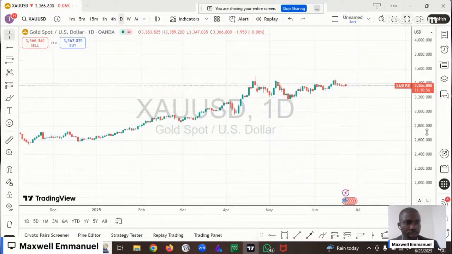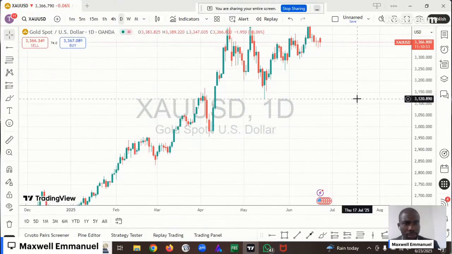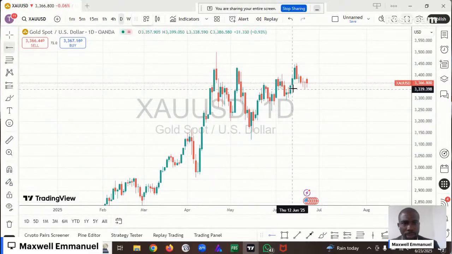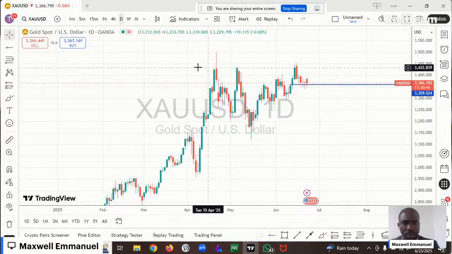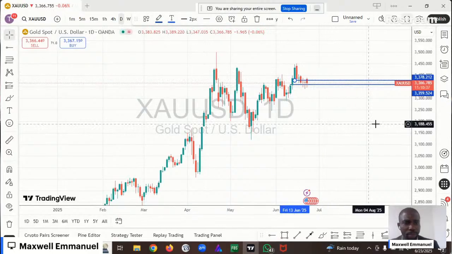I think on the daily time frame, gold filled a fair value gap. Yeah, I think it filled a fair value gap last Friday. You can see this fair value gap on the daily. This is the daily time frame. It filled that fair value gap. And you can see after the fair value gap got filled, you can see the pattern that formed.